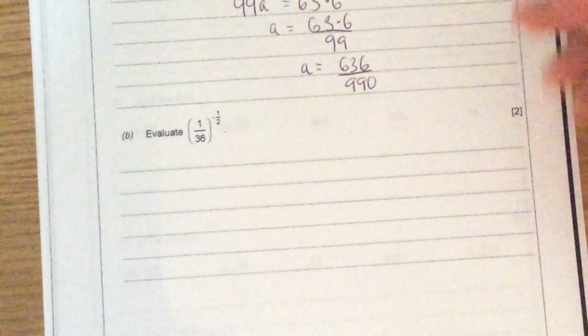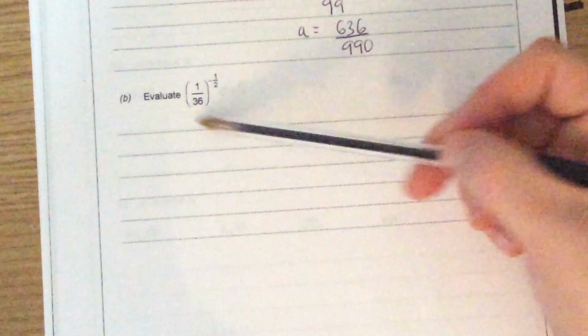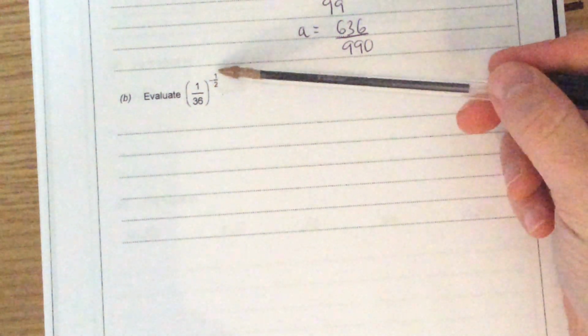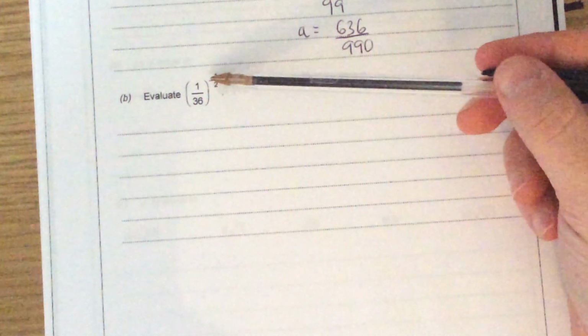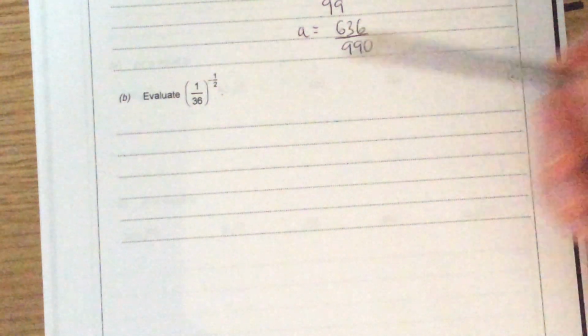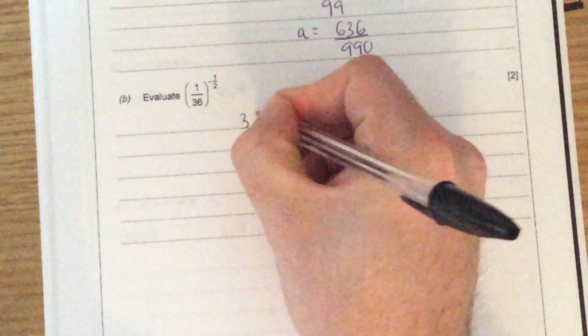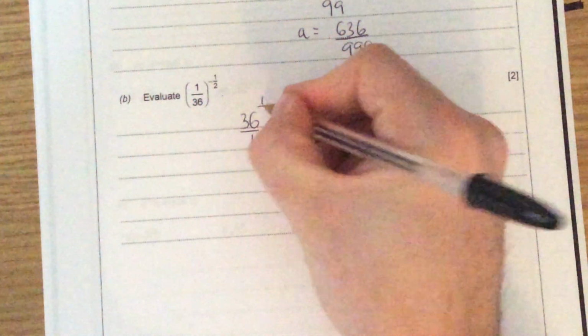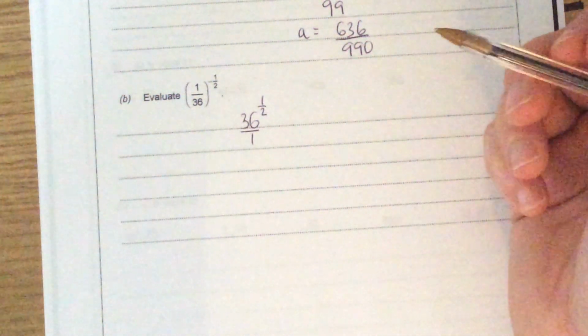Part B, inequality, rules of indices. So there are two rules at play here. The first is the negative sign, and then there's the fact that we've got a half as well. Now the negative means the inverse of this. So in the context of a fraction, that just means to flip the fraction upside down. Now I can still have the power of a half, but the minus sign is gone.